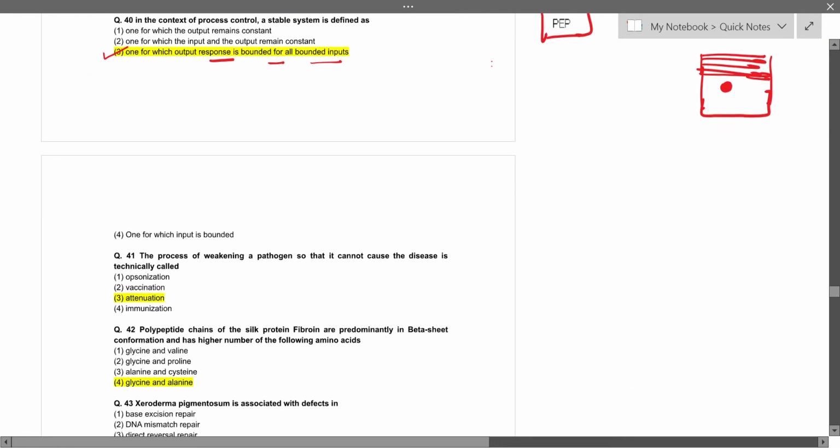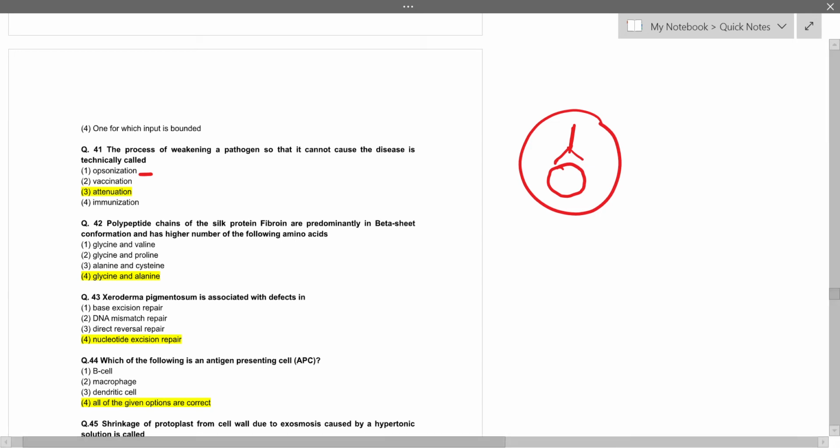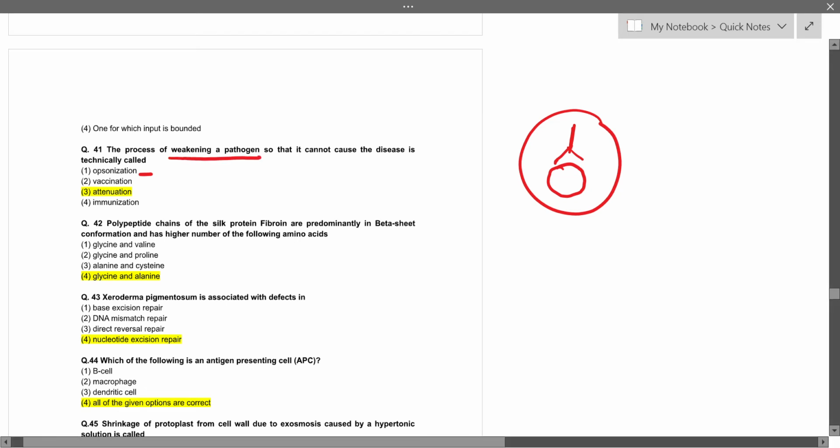Next question is, the process of weakening the pathogen so that it cannot cause a disease is technically called as what? See, opsonization means this: this is a bacteria, and on it is an antibody. This antibody is a signal for a macrophage to come and eat this bacteria. That means it is making the bacteria more tasty for the macrophage to eat it away. Here they are asking about weakening the pathogen, so opsonization is not the correct option because it is not the process of weakening the pathogen.